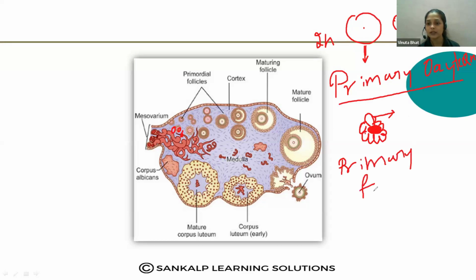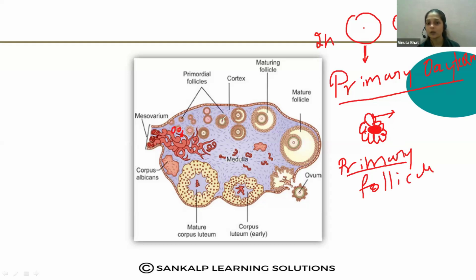Primary follicles. Look, the primary oocyte is produced. Around the primary oocyte there is a layer of cells present, that is called a primary follicle. What happens next to this primary follicle? Again they will produce two layers of cells, that is called a granulosa cell layer.